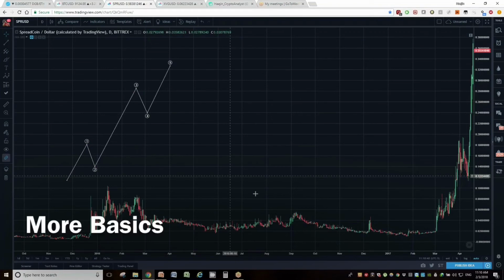Rule number 3 states that wave 3, compared to waves 1, 3, and 5, not compared to all 5, just 1, 3, and 5.